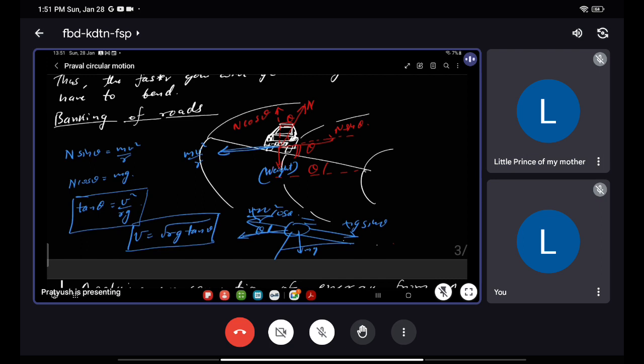Now what happens by banking the roads? By banking the roads, a component of gravity will now support friction. A component of gravity will be in downward direction, and friction also stops slipping by acting in downward direction. Pseudo force will try to push it in outward direction, whereas friction force and this gravity will try to pull it inside, keep it on the track and prevent slipping. Okay, got it?